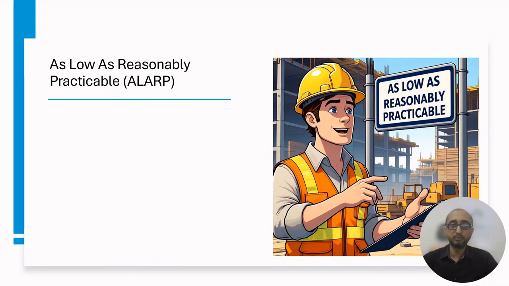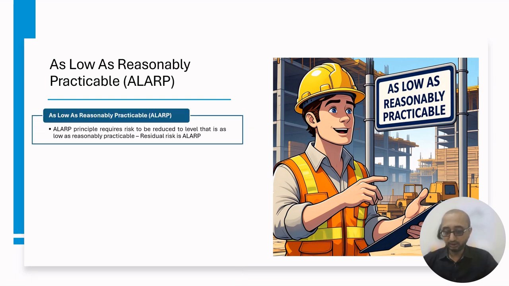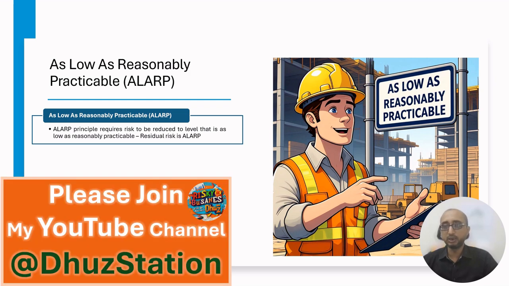Now let's look at the term ALARP, as low as reasonably practicable. So what is this? Let's define it. The ALARP principle requires the risk to be reduced to the level that is as low as is reasonably practicable. This is called residual risk. So basically, what is it?